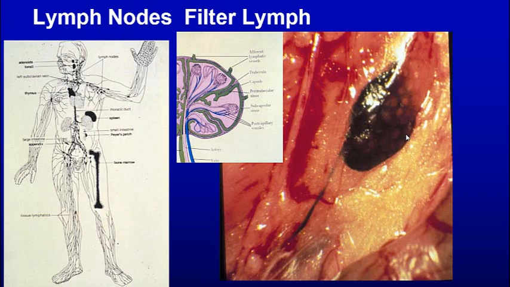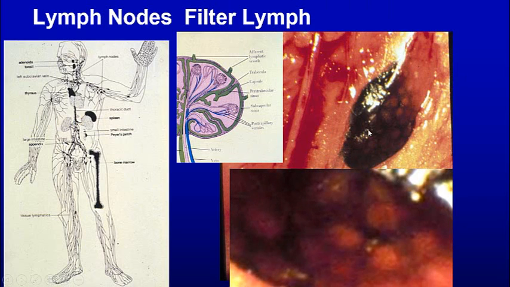Lymph nodes, it filters lymph is what it does. And here you see a lymph node. This is the afferent lymphatic, efferent lymphatic. And here you can see where the germinal centers and follicles would be. And you have an artery and the venous side. And here we see the lymph node that is filled with it. And here's a lymph vessel that's going to that lymph node. And here we can see, again, the light and dark areas inside there.